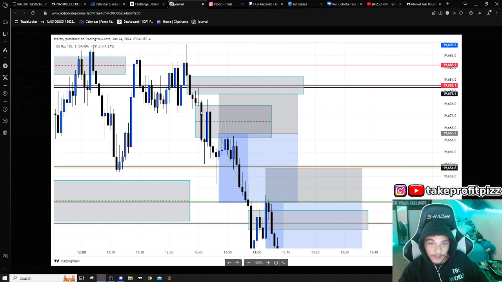See this big bearish fair value. See this wick right here? It grabbed all this liquidity into this bearish fair value gap, made the doji, and shot down. Made a huge fair value gap right here.